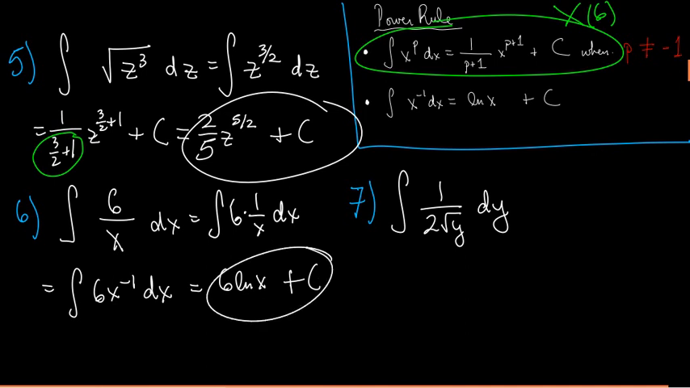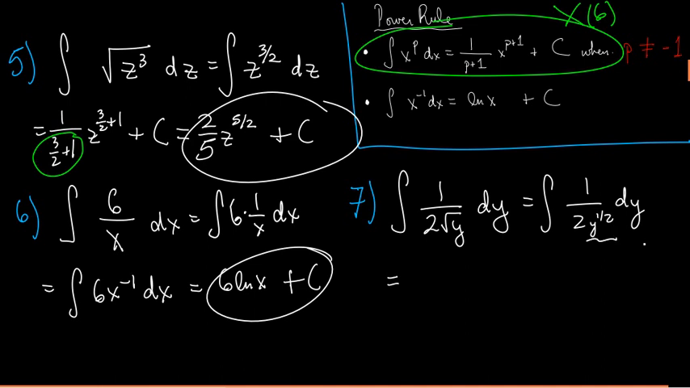Finally, let's do integral of 1 over 2 square root y. So now y is the variable. And, well, you're going to do the same thing, except now square root is a 1/2 power. So if we rewrite that, we'll get 1 over 2 y to the 1/2 dy. And here's where some people get confused. All right, that 2 is a constant. It stays there. Nothing happens with it.